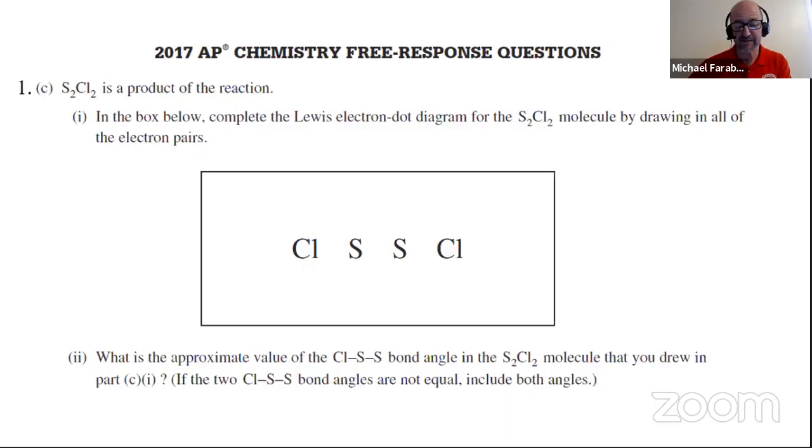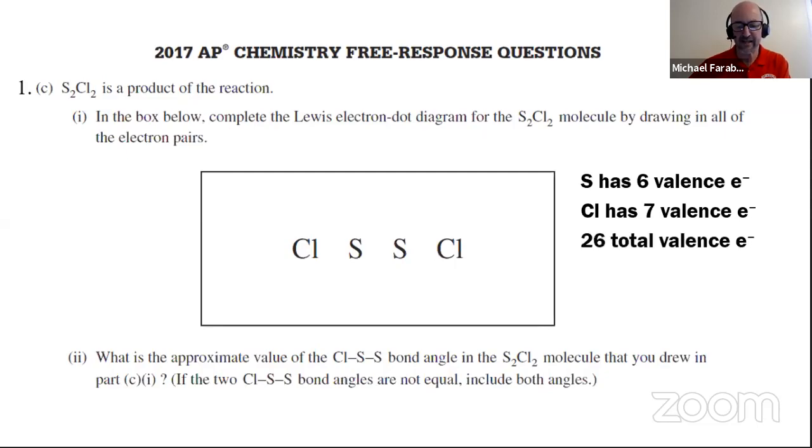As far as how many valence electrons we have to work with, each sulfur has 6 valence electrons. Each chlorine has 7 valence electrons. So we have 2 of sulfur and 2 of chlorine. That would be 12 plus 14. So a total of 26 valence electrons.